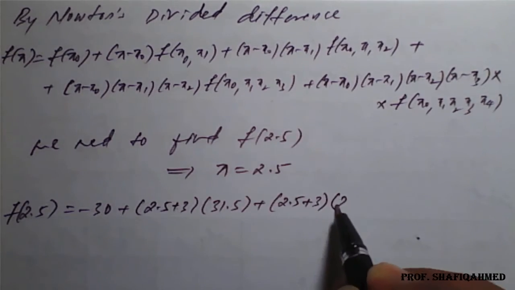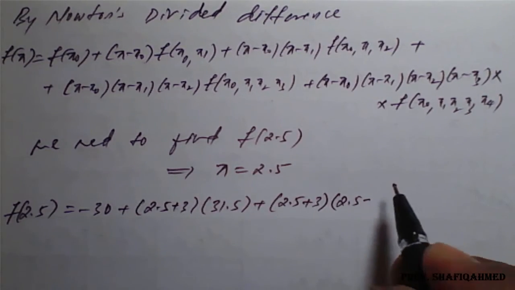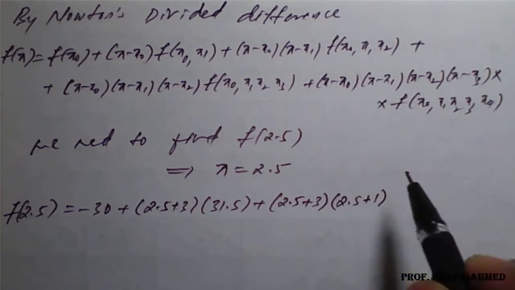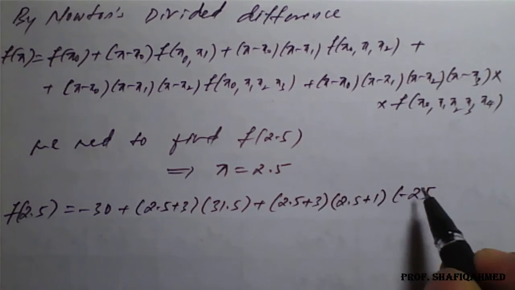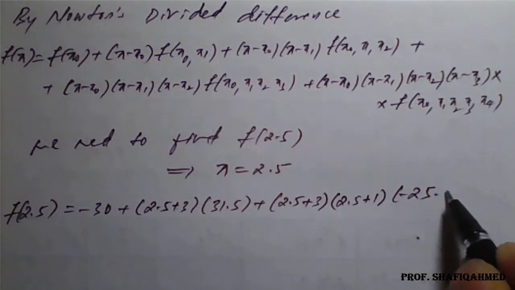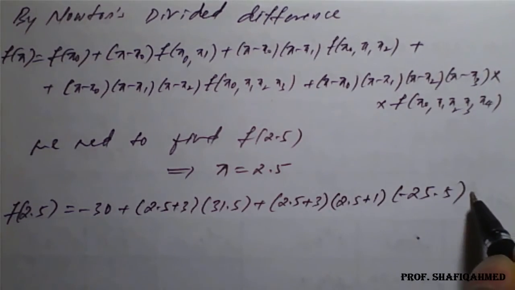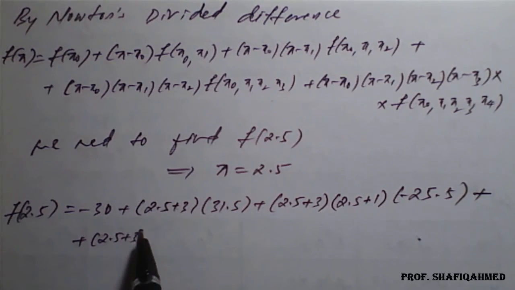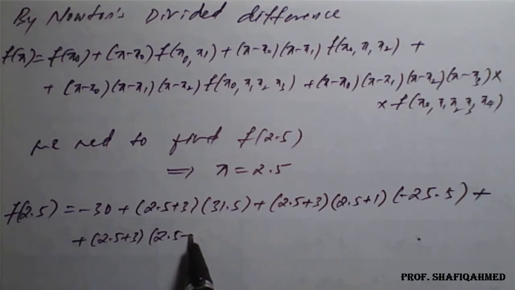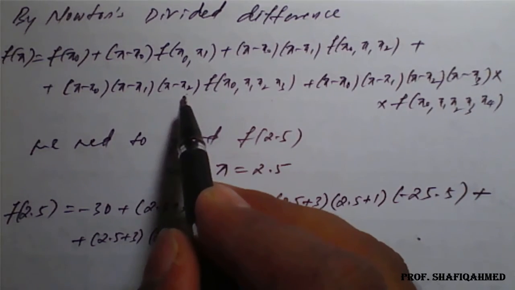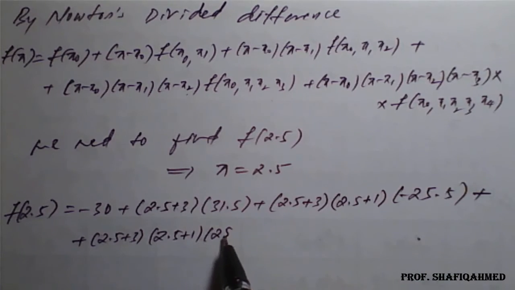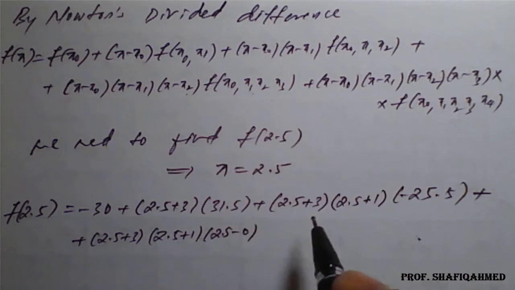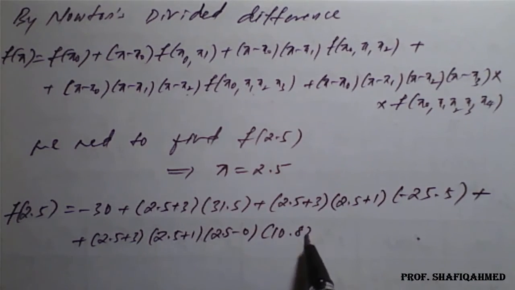So x minus x1, that is 2.5 minus x1 value is again minus 1, that minus this minus will become plus 1, into f of x0, x1, x2 value from the table it is minus 25.5, plus next term will be x minus x0, that is 2.5 plus 3, x minus x1, that is 2.5 plus 1, x minus x2, so x2 value from the table it is 0, so 2.5 minus 0, into f of x0 comma x1 comma x2 comma x3 from the table it is 10.875.